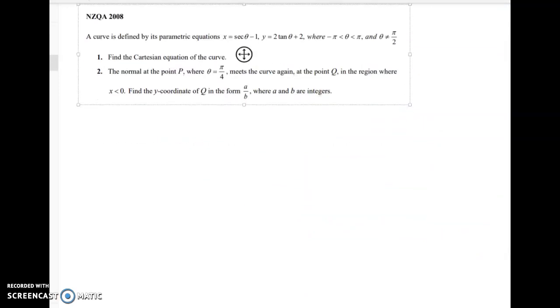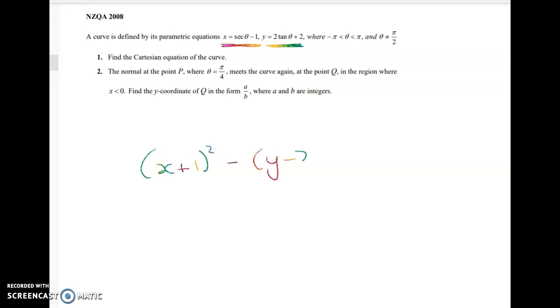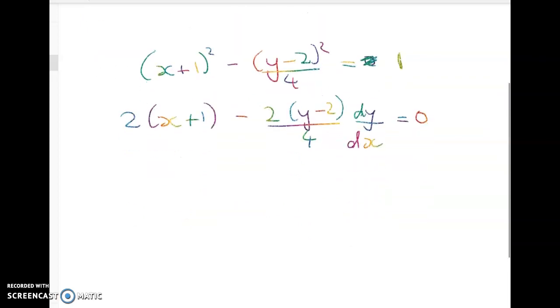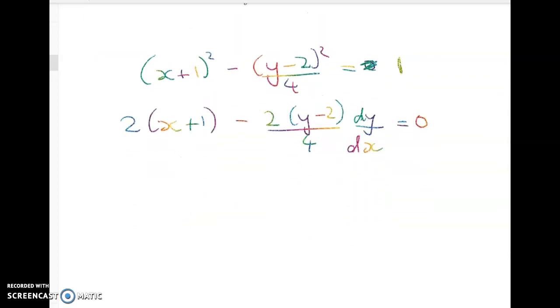Okay, so where do I start? Well, to find the equation of the normal, we're going to need to find the gradient of the tangent first. So there are 2 ways to do this. You can do it using parametric differentiation, but I just got on with it from my Cartesian equation, which was this. And so we can differentiate this with respect to x. So I'm going to use implicit differentiation, which I think comes up in almost every scholarship paper. So here it is in this one. That should say 1 up there. That should say 1 there. And then when I differentiate 1 with respect to x, I get 0.